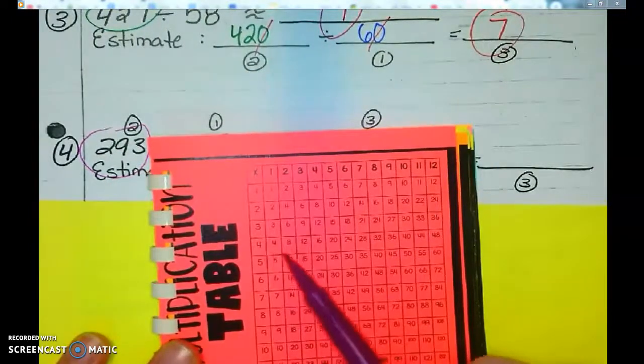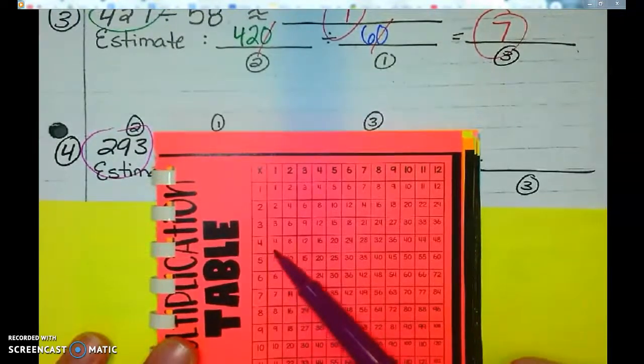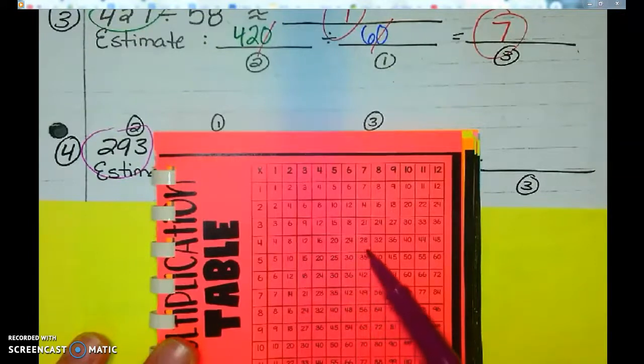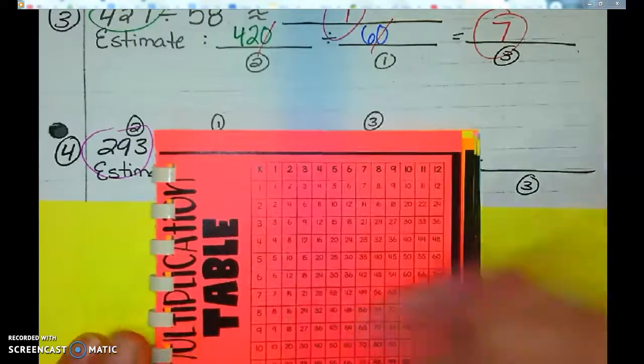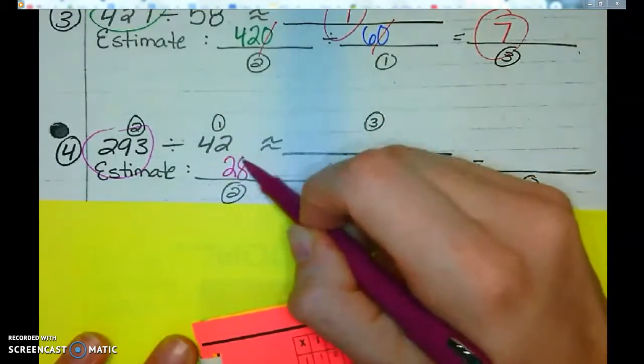What can my 4 go into that's close to 293? So I'm looking at my 4s: 4, 8, 12, 16, 20, 24, 28, 32. I could go into 28 or 32. Those are both close to 293. If you chose 32, that is fine. I'm going to choose 28. So I'm going to change this 293 to 280.